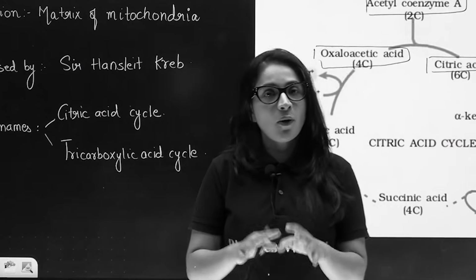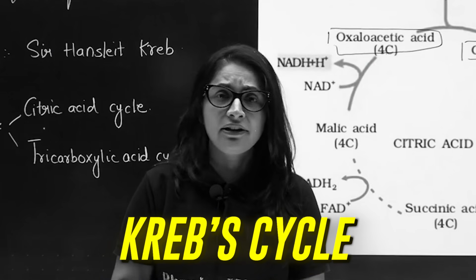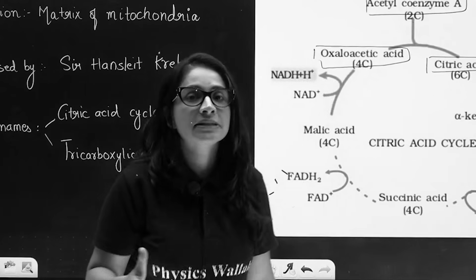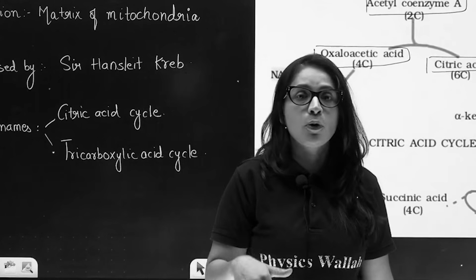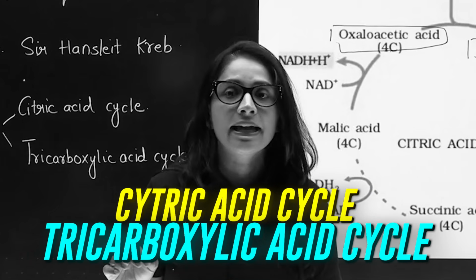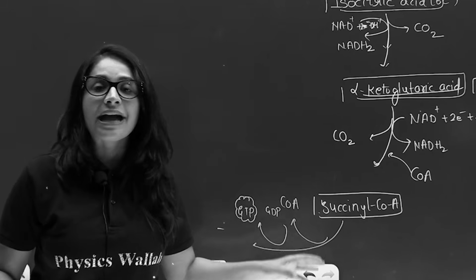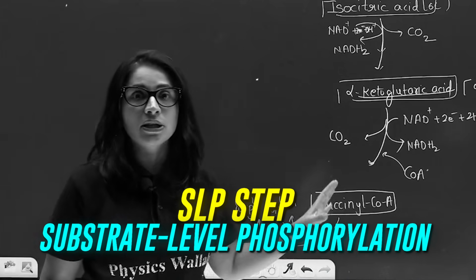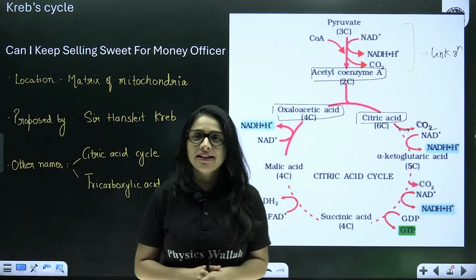Today we are going to learn all the steps of Krebs cycle in a very funny and in a very amazing manner. Apart from calling it the Krebs cycle, we can also call it the citric acid cycle and the tricarboxylic acid cycle. This step is known as the SLP step, which is substrate level phosphorylation. Why?